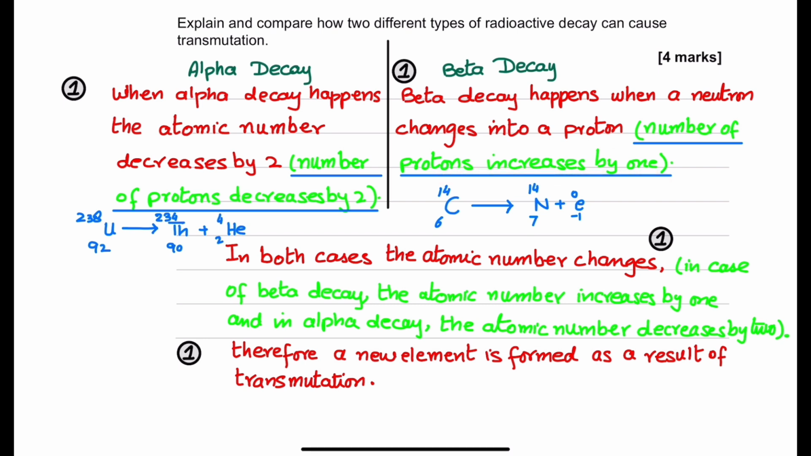In both cases, the atomic number changes. We can see here the atomic number changes whether alpha decay happens or beta decay happens. In beta decay, the atomic number increases by 1, and in alpha decay, the atomic number decreases by 2. We can see here atomic number 92 decreases by 2 and becomes 90. Whereas as a result of beta decay, the atomic number increases by 1, it changes from 6 to 7. Therefore, a new element is formed as a result of transmutation, meaning as a result of alpha decay or beta decay, we have a new element.